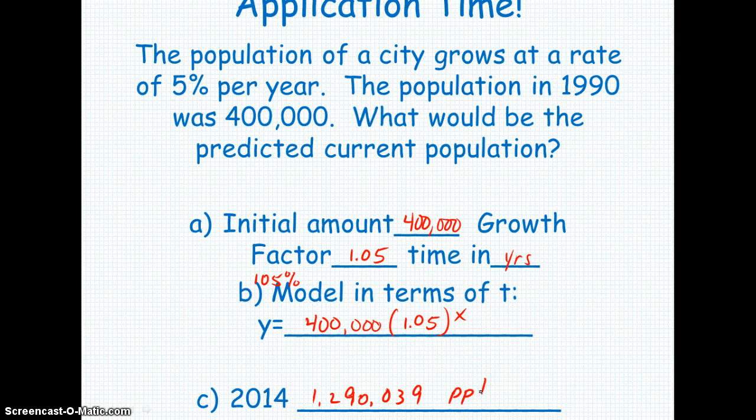Now, in a perfect world, if things just kept growing like that, that's how many there would be. Now, we also know that in a city there are people that will be passing away as well, so that may not be quite as accurate, but it is a predicted current population.